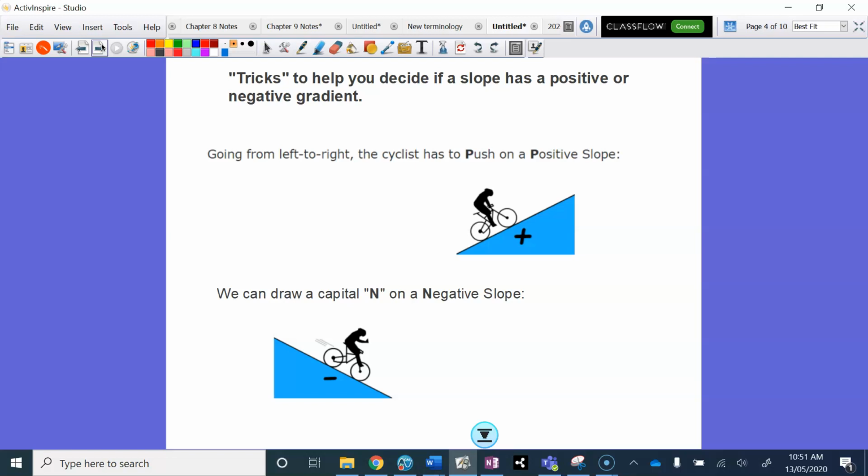With the negative slope, you might want to look at it as though you can draw a capital N on it, like this. So if you can draw an N on there, a capital N, and the graph runs along that N, negative, that might help you to remember a negative gradient. So they're just two little tricks that may or may not be useful for you.